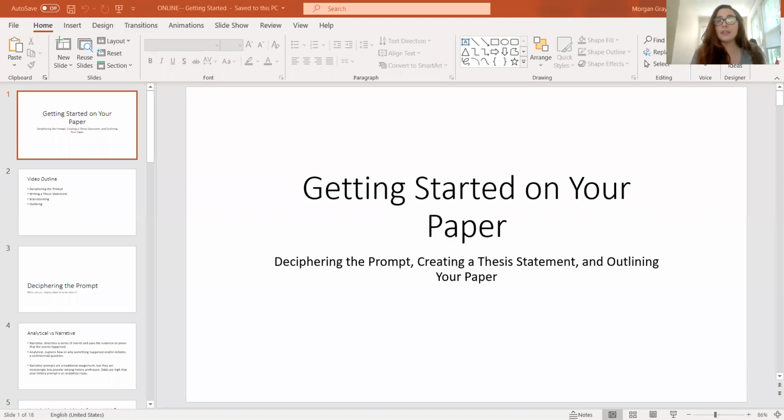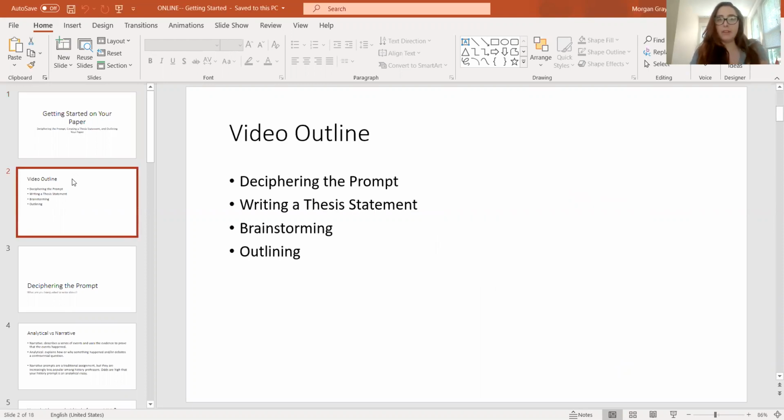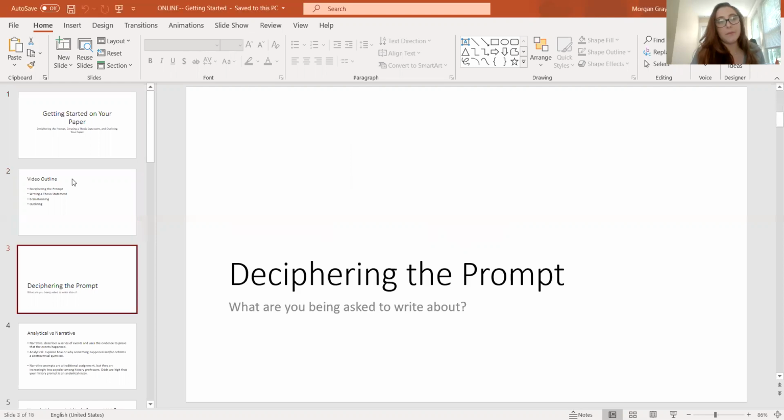And here we'll go. So first thing to do is to decipher the prompt. Then you will need to create a thesis statement and outline your paper. We are going to handle those things in that order. As you can see, deciphering the prompt, writing a thesis statement, brainstorming, and outlining. Feel free to skip ahead. The sections should be clearly labeled, but feel free to listen to the whole thing if you need it also.